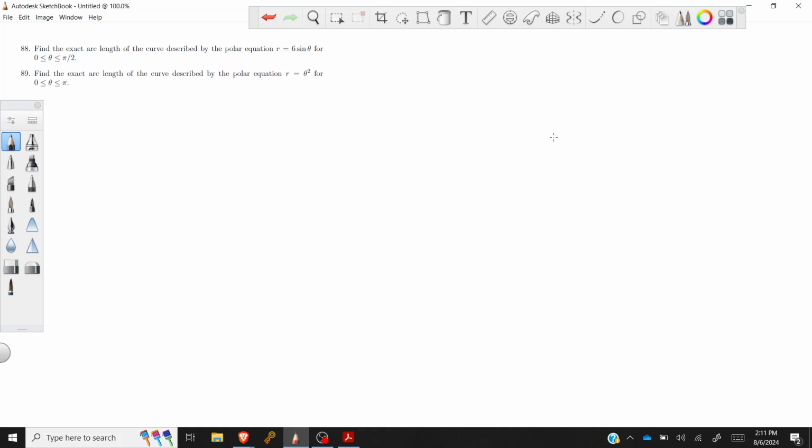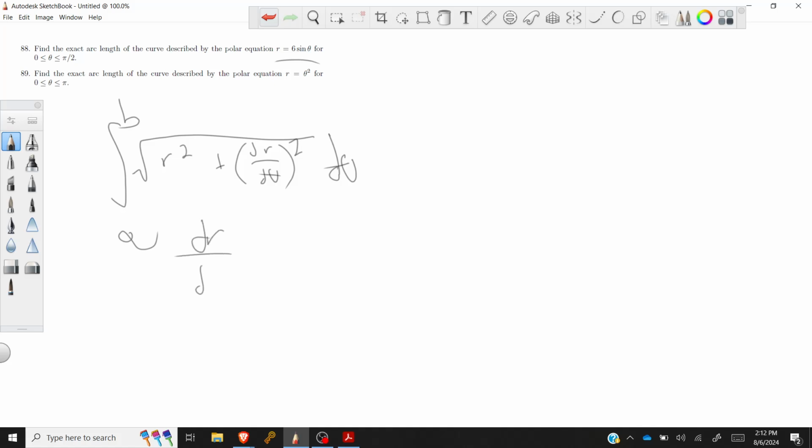Let's remember what the equation of arc length is for a polar equation. It's going to be the integral of the square root of r squared plus (dr over d theta) squared, d theta. Maybe these are just easier because they give you the bounds. But our r is equal to 6 sine, which means our dr d theta, just taking the derivative of it, is going to be 6 cosine theta.